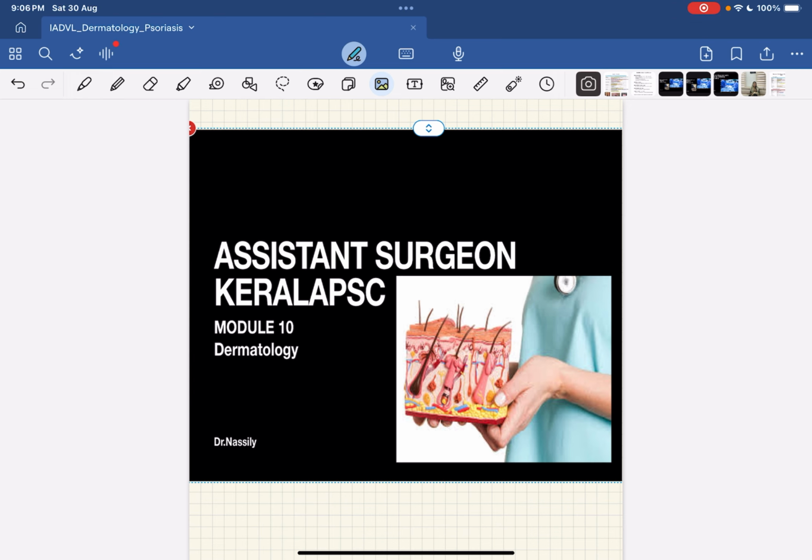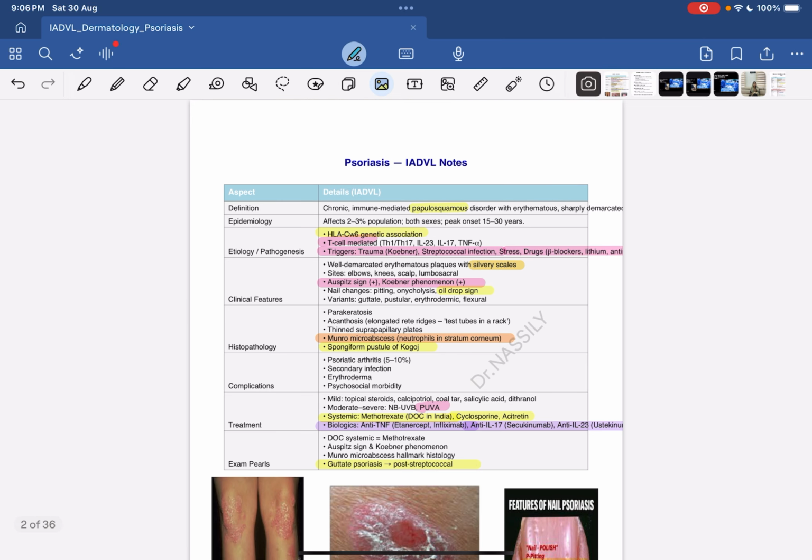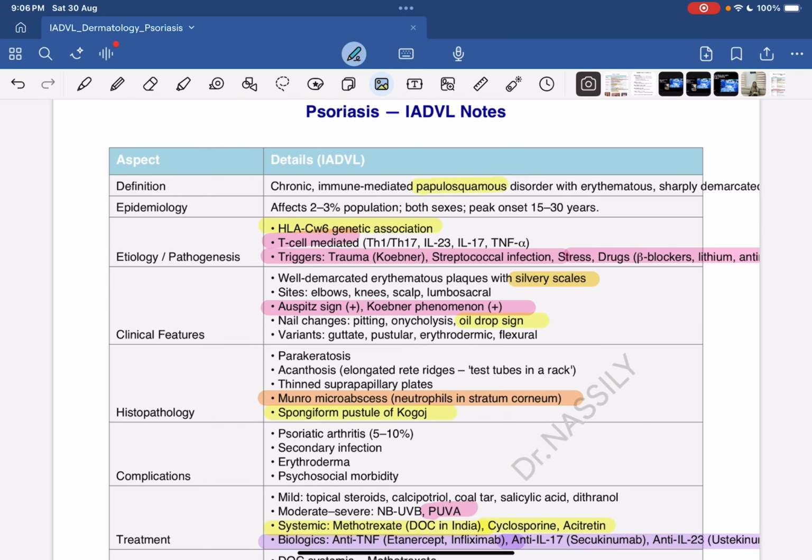The good thing about learning dermatology is that it can fetch you 4 to 6 marks if you learn dermatology within 10 minutes for revision and within 35 minutes of a long class. You will be able to crack those 4 to 6 marks within a little amount of time. So straight away into the class: psoriasis. In the Kerala PSC question paper, surely there will be a question from psoriasis.